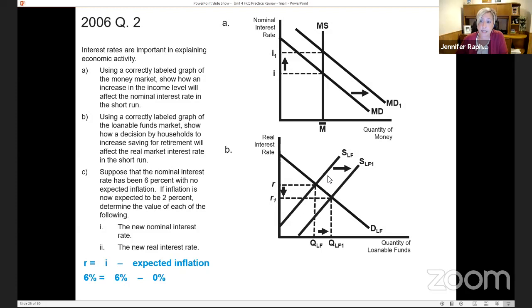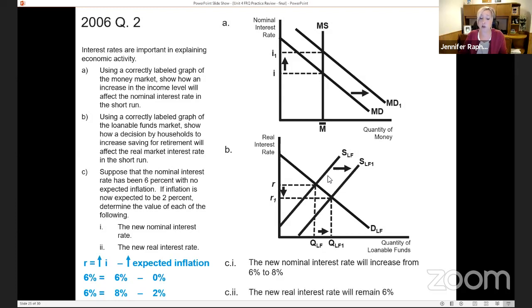Now, if inflation is expected to be 2%, what is going to happen once we increase our expectations of inflation, our nominal interest rate that we are either willing to pay or charging is going to take that new expectation of inflation into account. And so the nominal interest rate is going to increase to 8% to accommodate the change in expectations of inflation in order for that real interest rate to still be 6%. And so if we understand that conceptually, it becomes very easy to answer the question. The new nominal interest rate will increase from 6 to 8%, and the new real interest rate will remain 6%, or there will be no change in the new real interest rate.